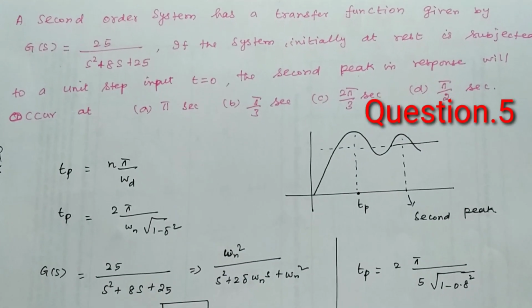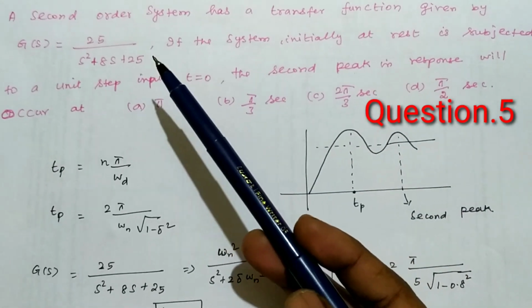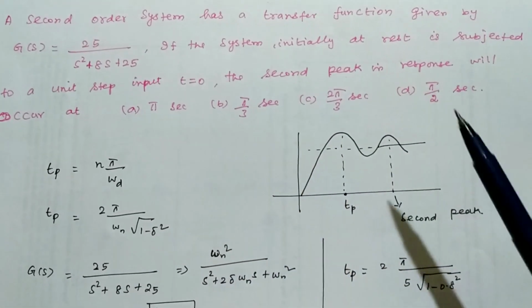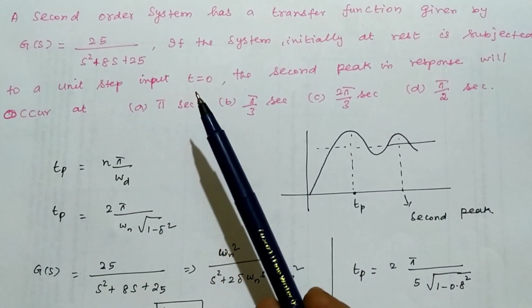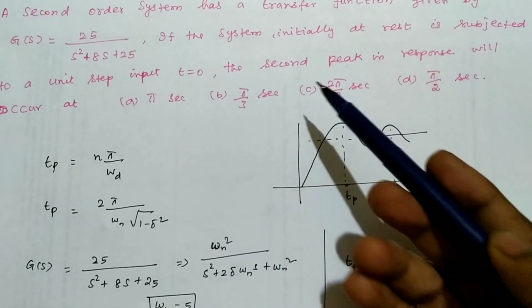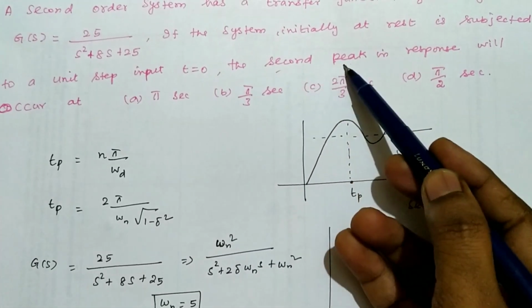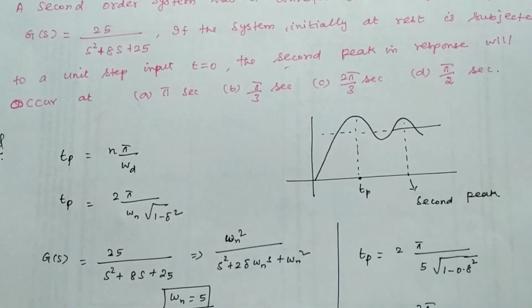Next problem. A second order system has a transfer function given by this. If the system is initially at rest and subjected to a unit step input at t equal to 0, the second peak in the response will be what? The 4 choices are given.